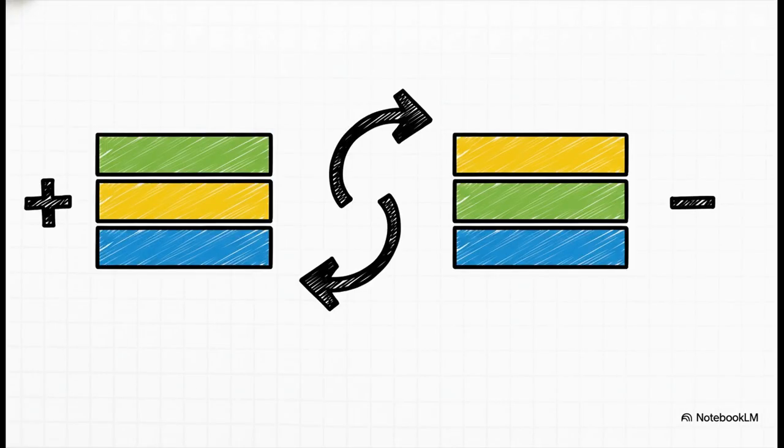Okay, so what happens if you swap 2 rows or 2 columns? It's a simple but super important rule. The value of the determinant stays the same, but its sign flips. So if the determinant was, say, 10, and you swap 2 rows, the new determinant is negative 10.